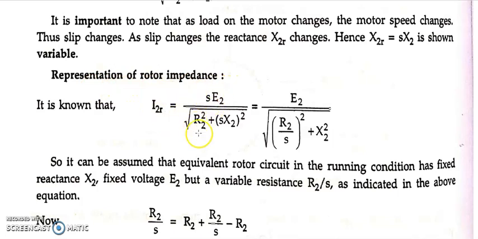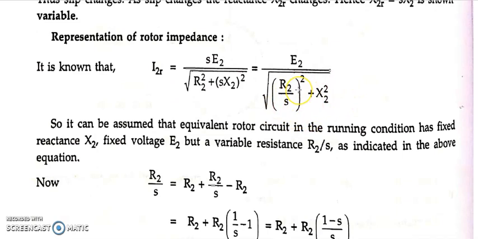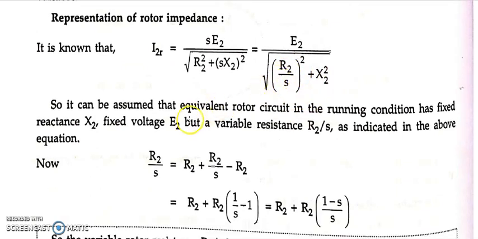I2R is equal to S times E2. This is already written, but you can take S square common here. If I take S square common, then S will be out, so this S and this will be cancelled out. So we have R2 by S whole square plus X2 whole square. Here what I have done is I am taking S square as common, so outside it comes, S gets cancelled. So this is a representation. We shall see why we are representing like this in the coming part.